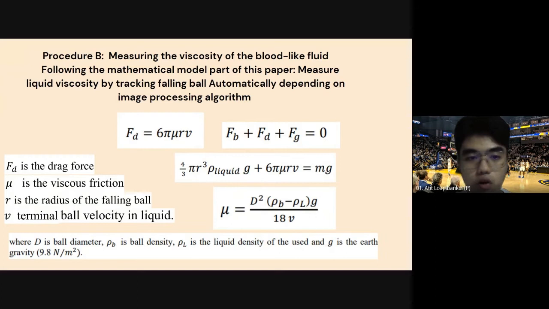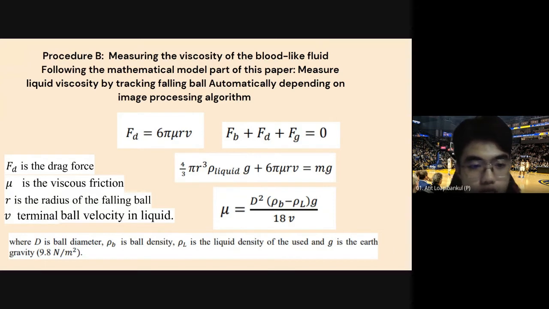We follow the mathematical model part of the paper called "Measure liquid viscosity by tracking falling ball automatically depending on image processing algorithm." This is the name of the paper that I use as a reference in order to find the viscosity of the blood-like fluid. So let's talk about this part. It's the pure math part, and we have many equations right here. So let me explain the variables first.